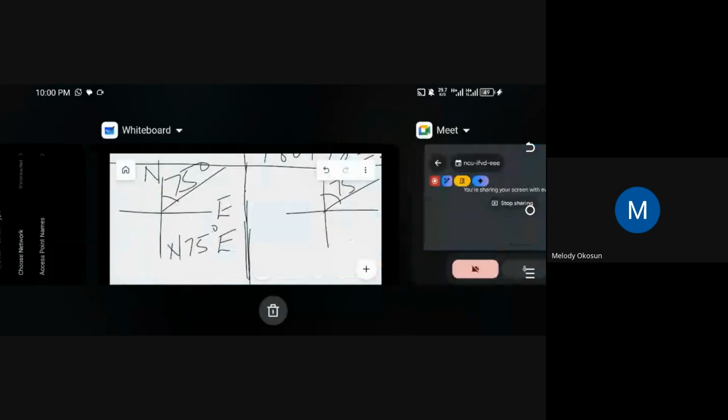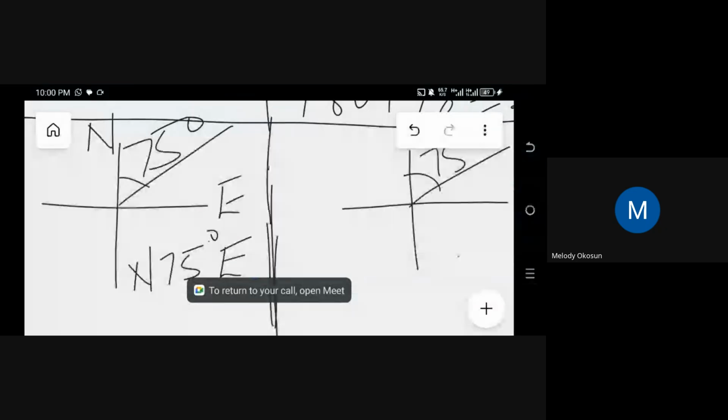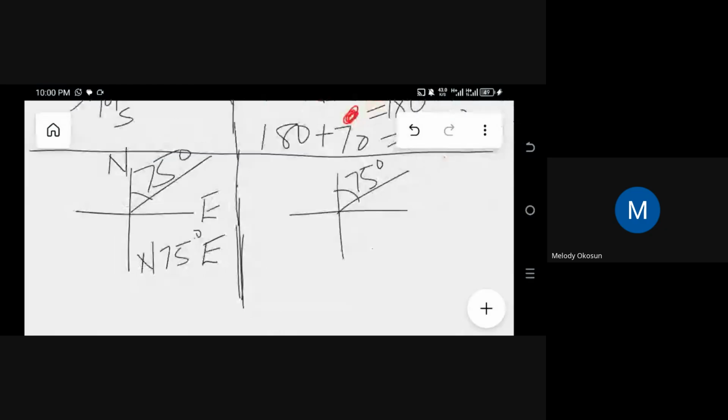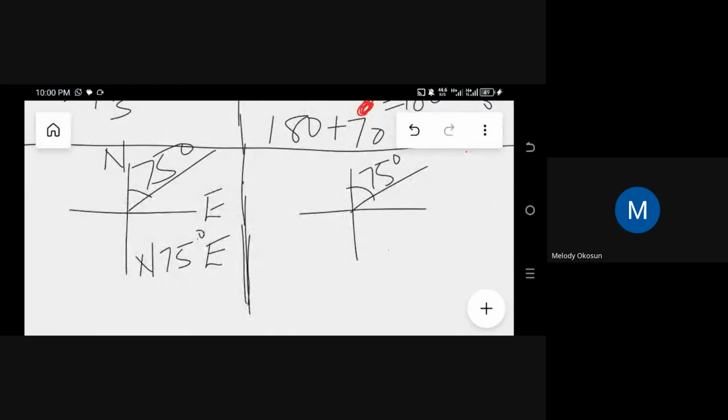So Lucas's suggestion, I think that's the correct one. I agree with Lucas there. So it's not 75 degrees east because the 75 degrees is already touching the north. So you don't have to go and subtract to get what will be touching the east. You don't need what will be touching the east in a compass bearing. It is what touches the north or what touches the south that you need.